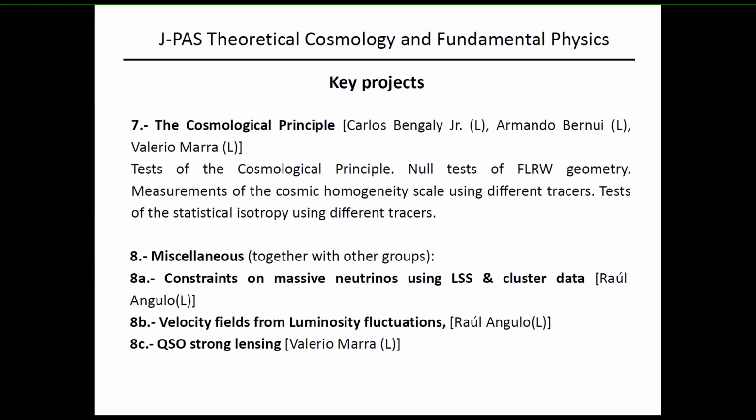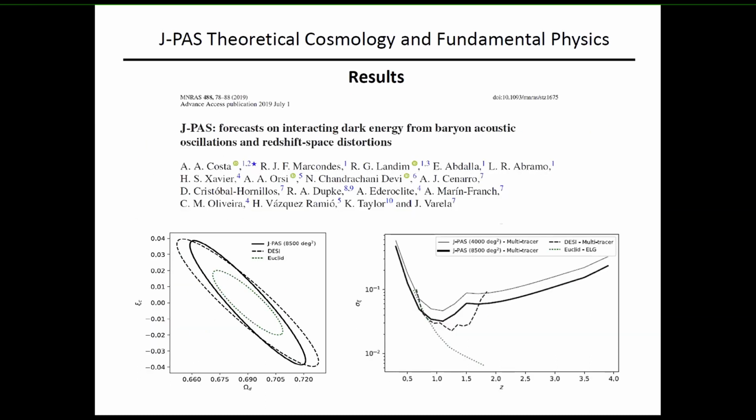And finally, we have an eighth project, which is also coordinated with other working groups, which we call miscellaneous projects, which include 3 sub-projects, which are the constraints on massive neutrinos using large-scale structure and cluster data, led by Raul Angulo; the velocity fields from luminosity fluctuations, also led by Raul Angulo; and the possibility of observing strong lensing of quasars by Valerio Marra. So these are the key projects ongoing, and now we go to the results that we have obtained so far.